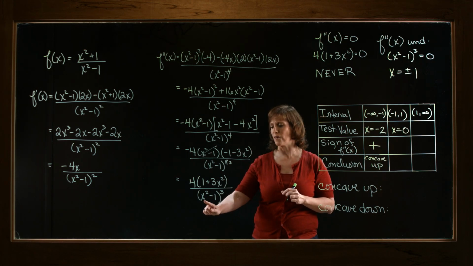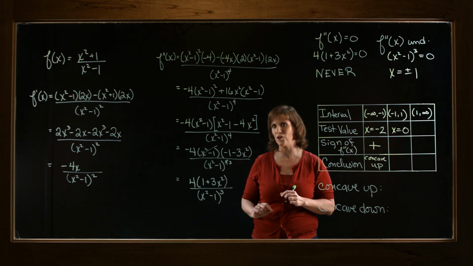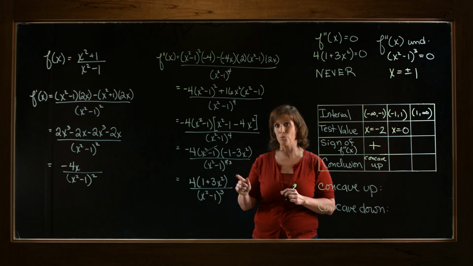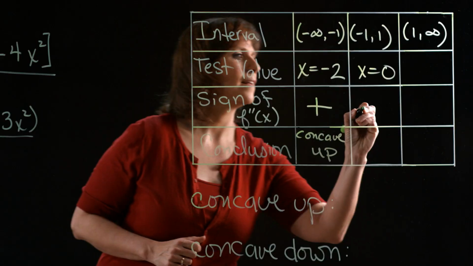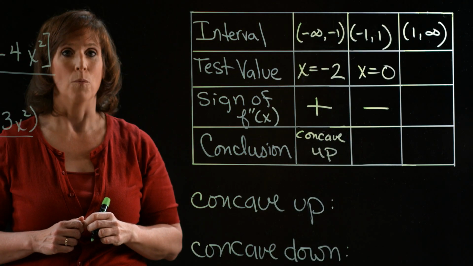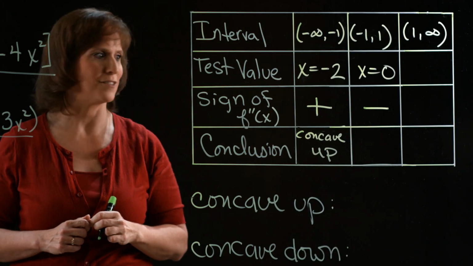In the denominator, when I square 0 and subtract 1, I get a -1. And when I cube -1, it's negative. The numerator is positive, the denominator is negative. Overall, the sign is negative. And what does this mean? Concave down.